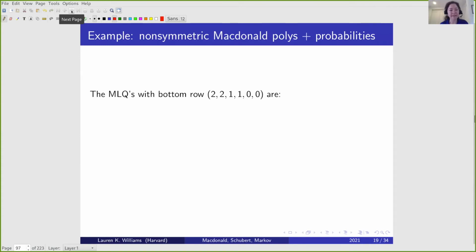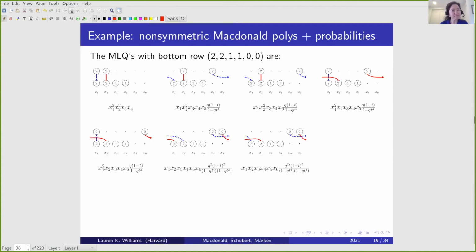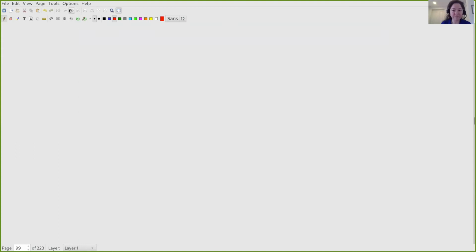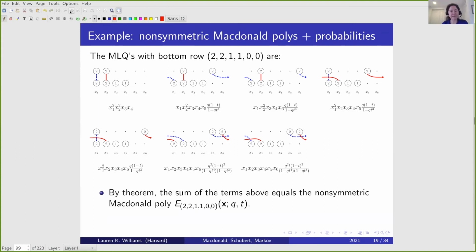So here's a small example. The multiline Qs with bottom row 2, 2, 1, 1, 0, 0 are the following 7 objects, and I've put their weights underneath them. And so then by the theorem, the sum of the terms above equals the non-symmetric Macdonald polynomial.